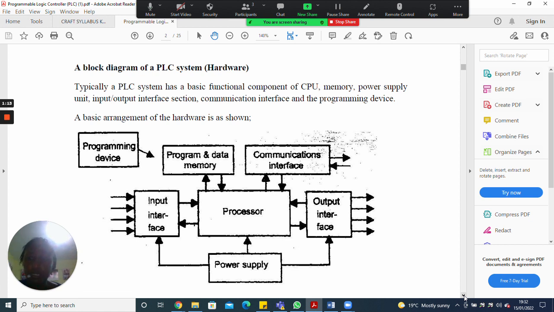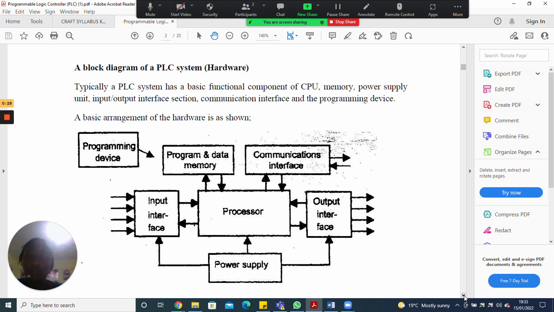There are different programming languages for the PLC, and they differ depending on the model and the manufacturer of the PLC. So the programming device is where you input your program. The program and data memory is where the program that you input into the PLC is stored. The communication interface is used to communicate between the PLC and other field equipment, such as other PLCs or SCADA systems, e.g. The input interface is where the signal from the field is received into the PLC from the switches.